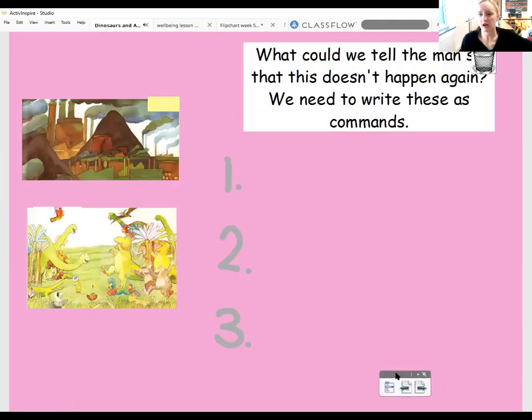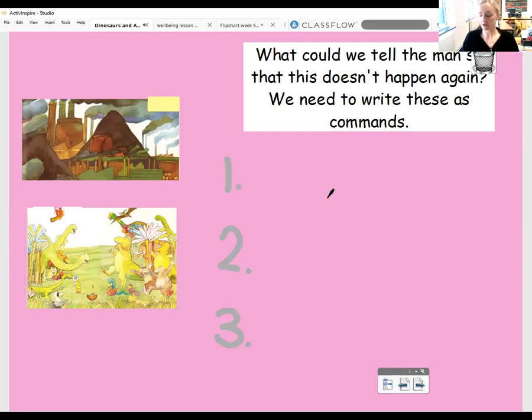So if we could narrow this down then to 3 things that we could tell the man to do, what would you have? I just want you to think of 3 things we tell the man. And if you remember, when we're telling someone to do something, we call this a command, okay? What can you remember about commands? What did they need at the start? Have a think. Yes, I remember. Commands need a verb at the beginning of the sentence, okay? So commands have a verb right at the start because we're telling someone what to do.